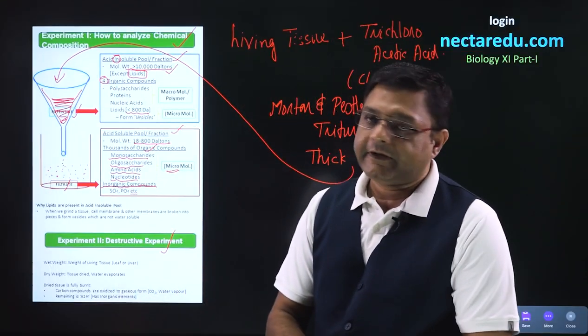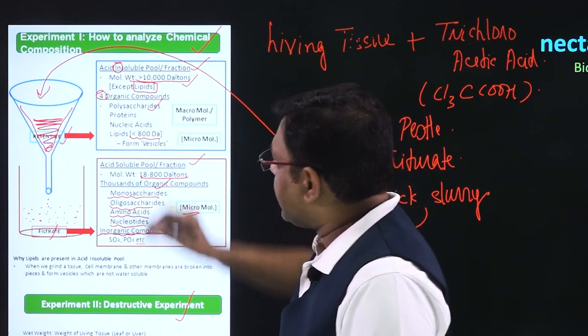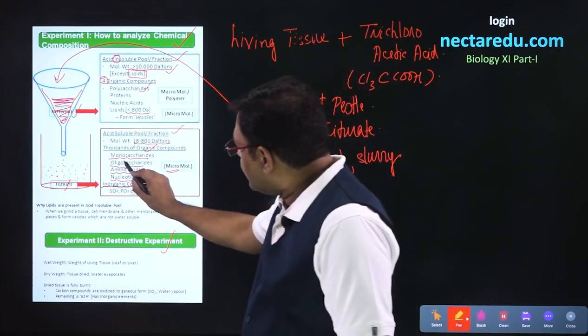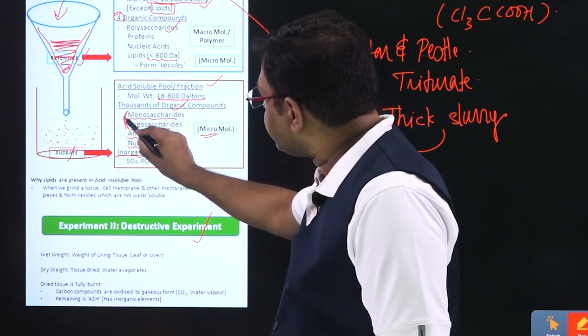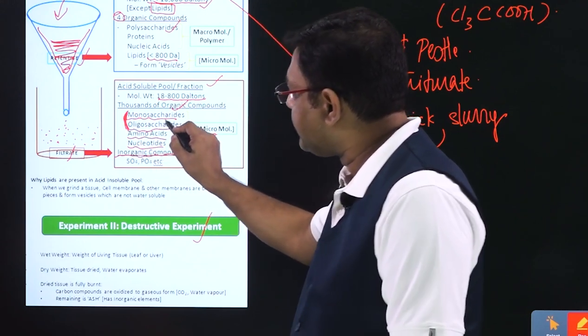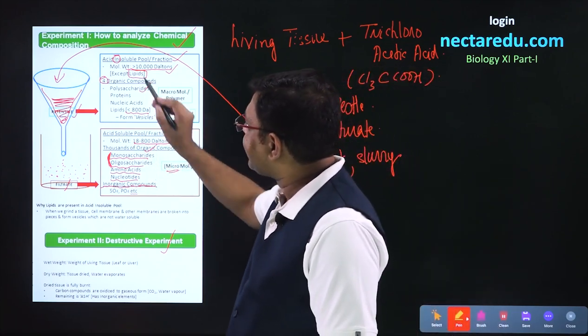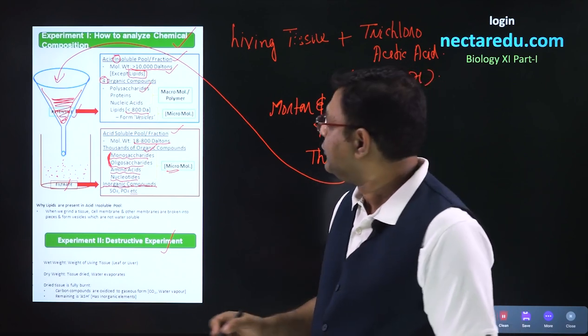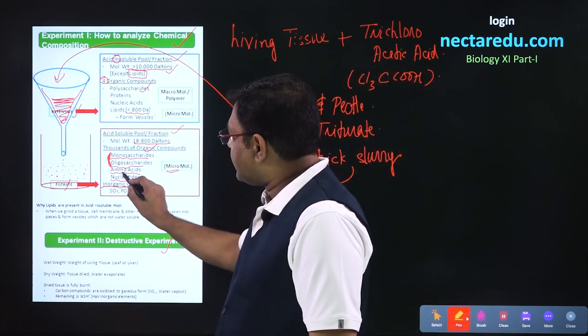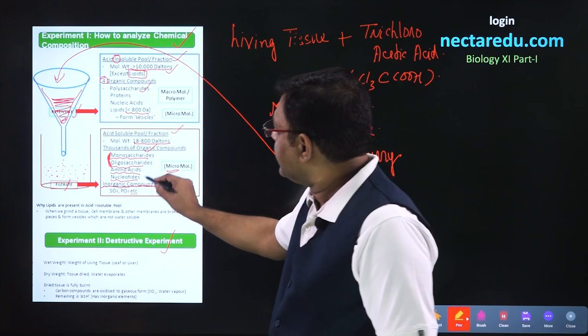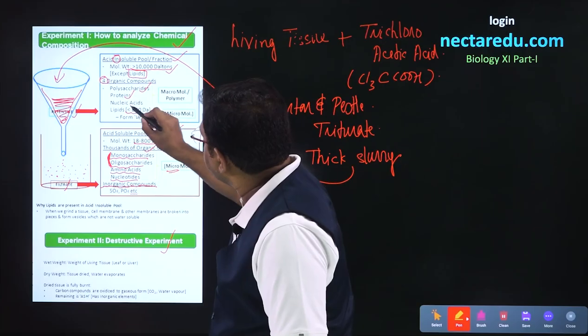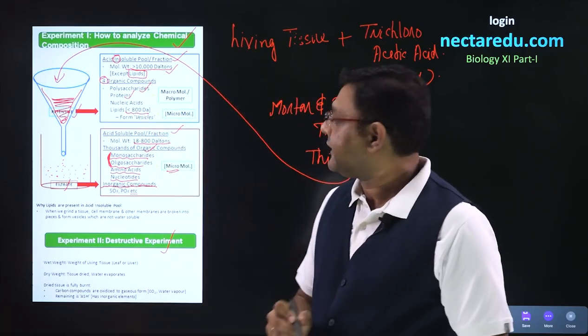Now if we talk about compounds that are present in the acid insoluble pool, there will be 4 organic compounds which will be present here. The first will be polysaccharides. We had seen that monosaccharides and oligosaccharides were the carbohydrates that were present in the acid soluble pool. These were the smaller ones, but polysaccharides are present in the acid insoluble pool. Next, amino acids were present here. Those were the monomers, but proteins, that is the polymer, is present over here.